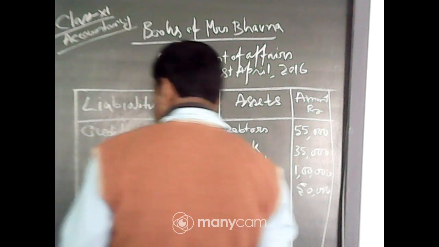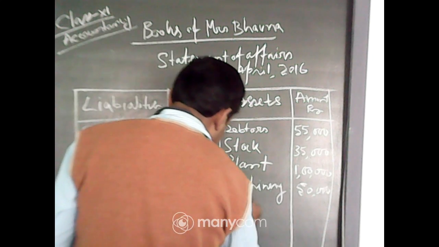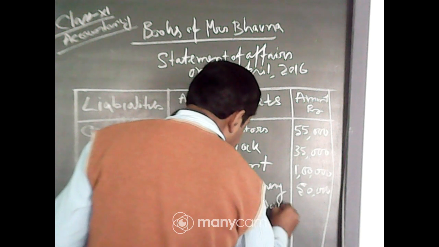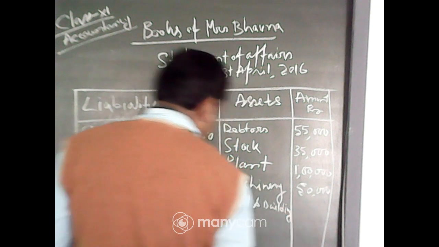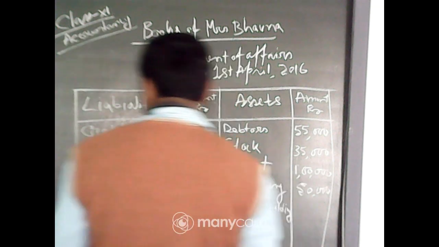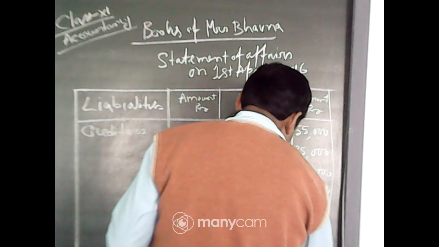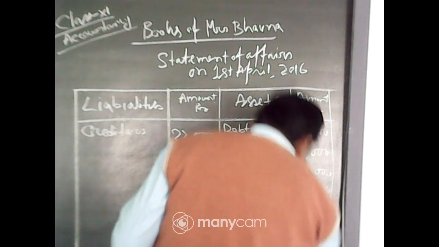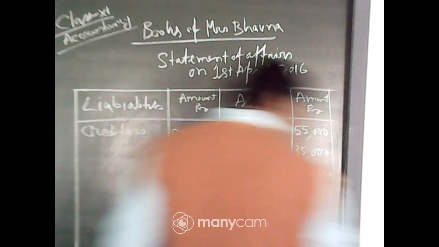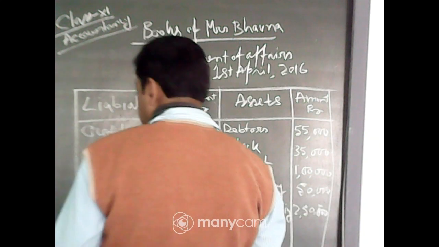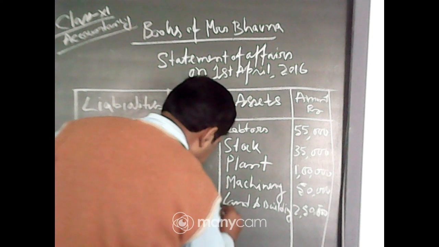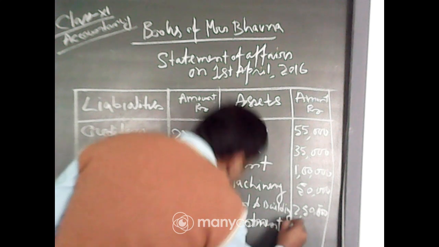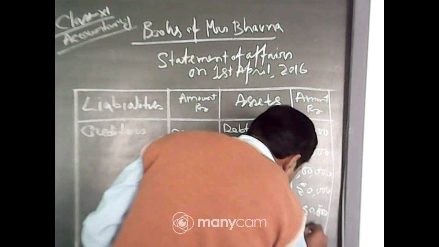Next is land and building, that is also an asset. What is the opening balance of land and building? 2,50,000. Next there is an investment. So Mrs. Bhavna has made some investment, so investment is also an asset. What is the value of investment? That is 20,000.